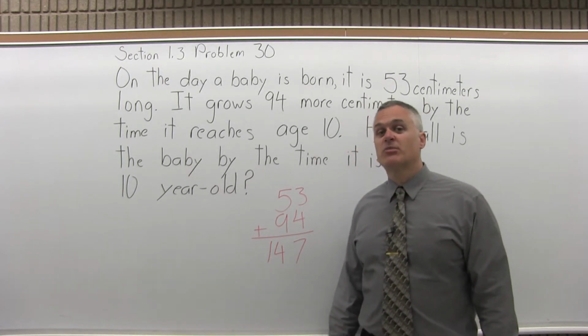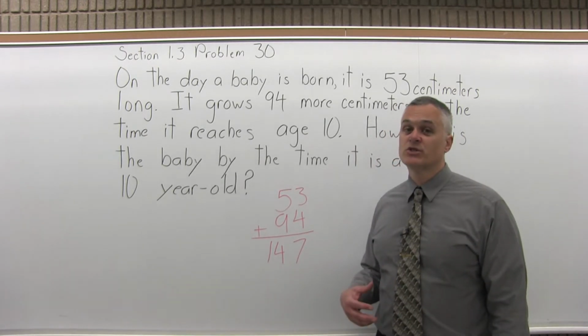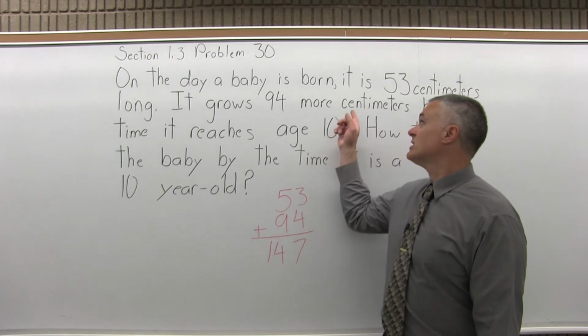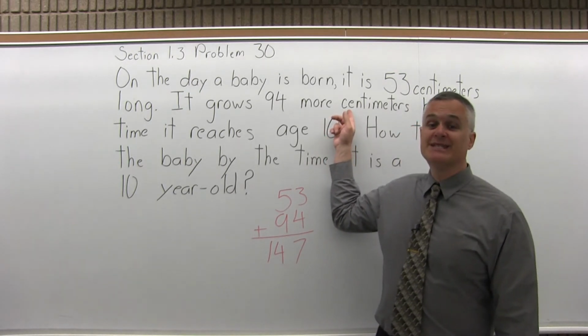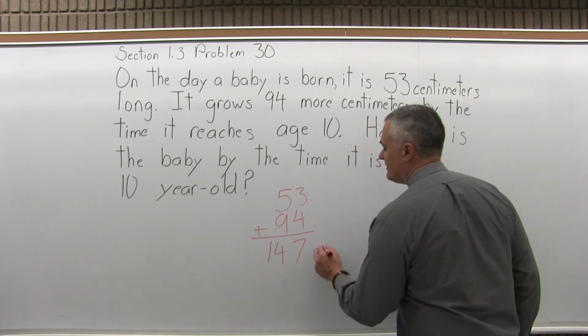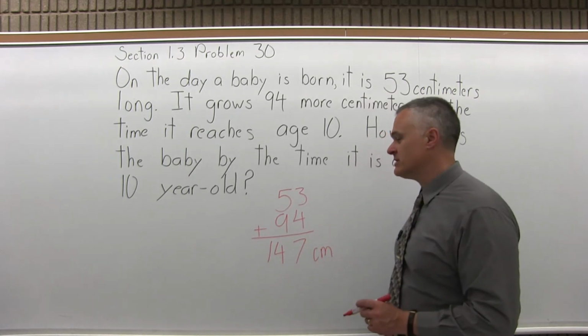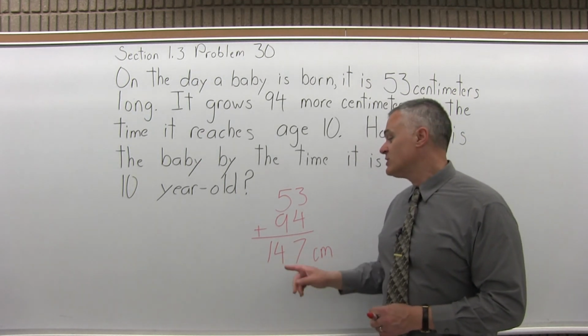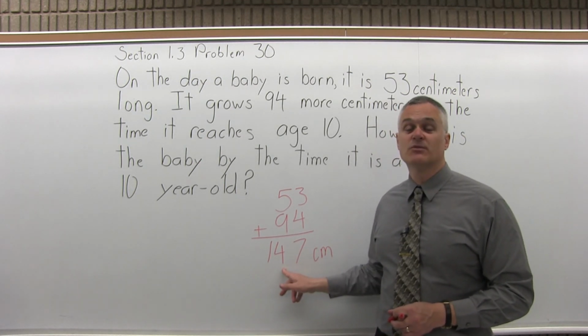But with any type of application problem where they give you units of measure, your answer should be in the same units of measure as the question. So in the question, it talks about all the measurements being in centimeters. So our answer should be in centimeters, which you can abbreviate if you like, cm for centimeters. So the answer is, by the time this baby becomes a 10-year-old, it is 147 centimeters tall.